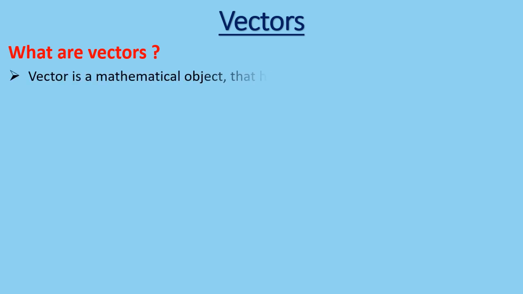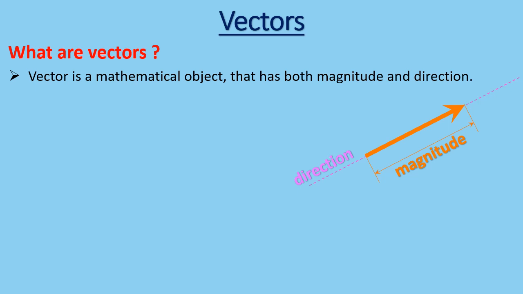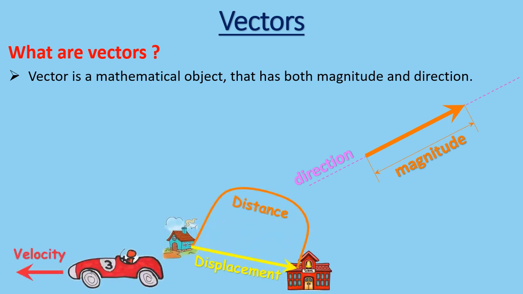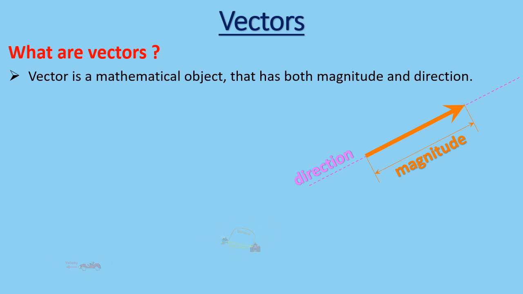Let us start by answering the question, what are vectors? In mathematics, a vector is a mathematical object that has both magnitude and direction. Displacement, velocity, and acceleration are all examples of physical quantities that may be represented by vectors.